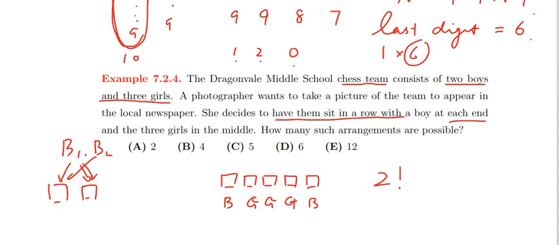Okay, so then for girls, we have 3 girls. So 3 girls sit in 3 chairs, 3 positions. So we have 3 factorial. So what is 2 factorial? 2 factorial is just 2 times 1, which is 2. What is 3 factorial? 3 times 2 times 1. Okay, so the answer is 12.